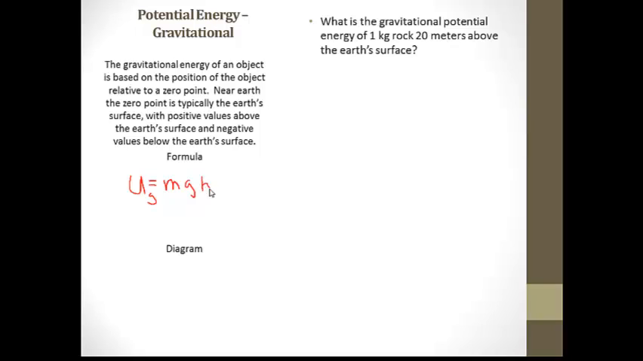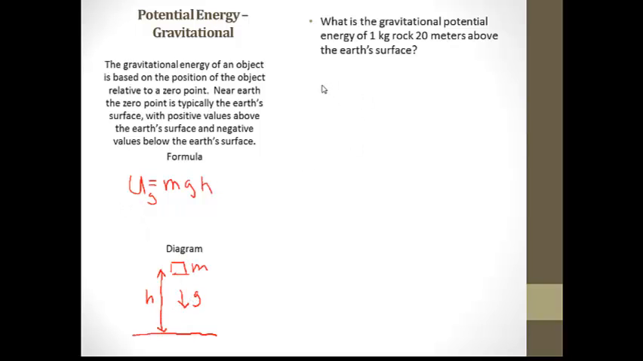mgh. So we have an object. We got, well, this is ground level. We have an object above ground level, mass m, the distance is h, and we have the object in a gravitational field, so gravity is acting downward. So those are the variables that comprise this formula.